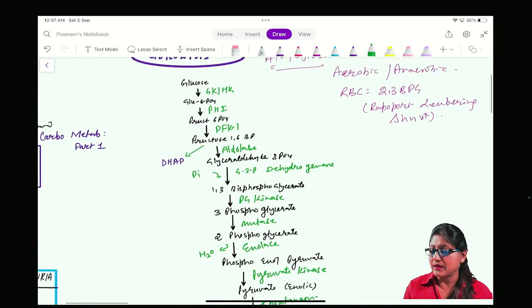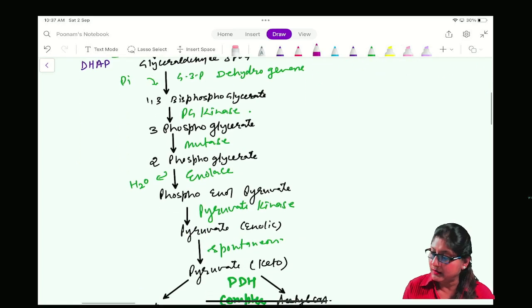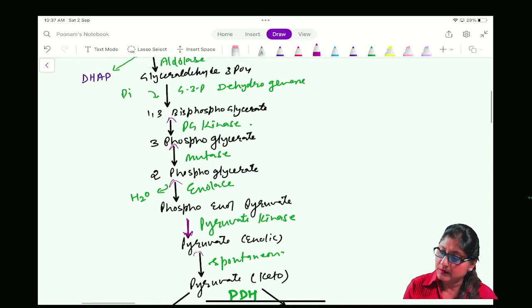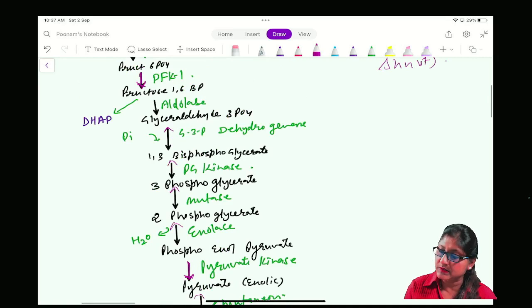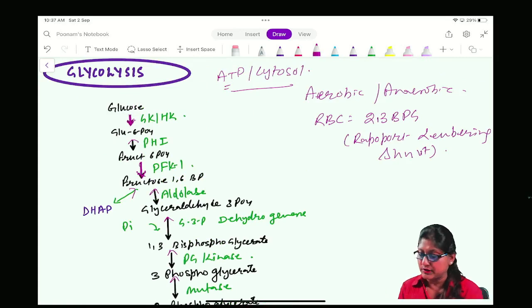So there are a number of steps. There are a total of 4 kinases: glucokinase or hexokinase, PFK, PG kinase and pyruvate kinase. Out of these kinases, 3 are irreversible: the glucokinase or hexokinase step, the PFK1 step, and which one? The pyruvate kinase step, right? Other than these 3 steps in glycolysis, all other steps are reversible. This is important for you to know, the reversibility and irreversibility of glycolysis, because you will see shortly that many of these steps we are going to use in gluconeogenesis.